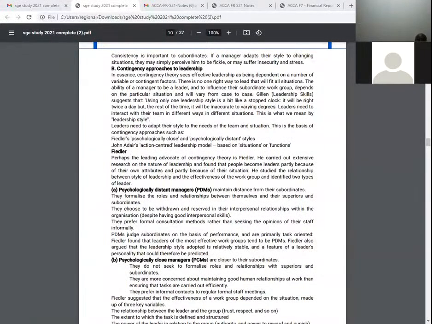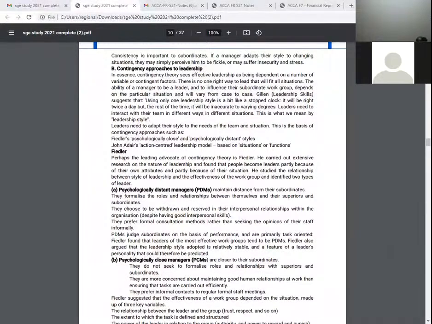He studied the relationship between style of leadership and the effectiveness of the work group and identified two types of leader. We have psychologically distant managers, the PDMs. These are those guys, ladies and gentlemen, who will be able to formalize and come up with structures. But in terms of emotions and interpersonal relationships, they detach themselves 100%.